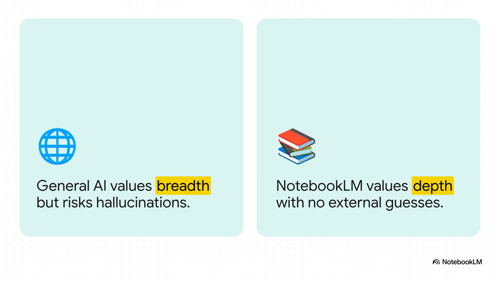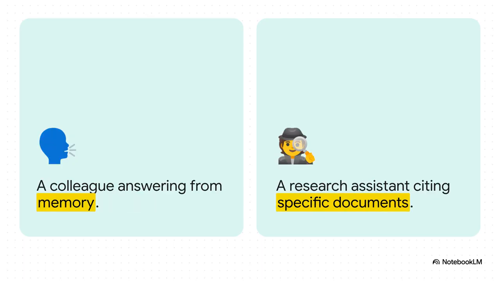NotebookLM flips the entire script. Its value is depth. It doesn't even try to know everything. In fact, it literally only knows what you give it. Okay, that makes sense in theory, for sure. But how should we actually think about this when choosing which tool to open up in our day-to-day workflow? Give me a clearer distinction.